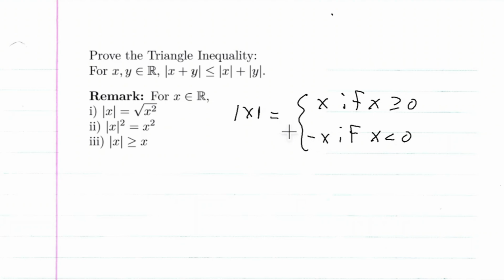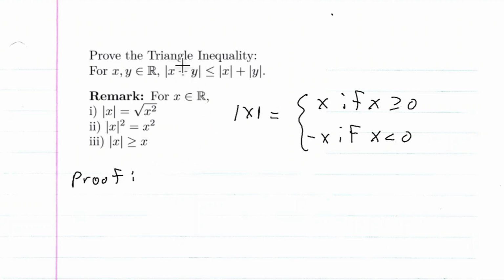So for an example, if I had the absolute value of negative 3, that would give me negative of negative 3, which would make it positive. That is how the absolute value works. And if we had the absolute value of 5, since 5 is positive, it would just spit out 5. So just a little refresher. We can use all of these ideas in order to prove the triangle inequality theorem. So let's go ahead and start the proof.